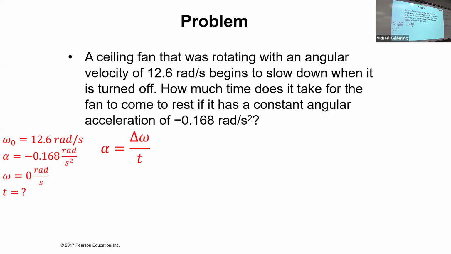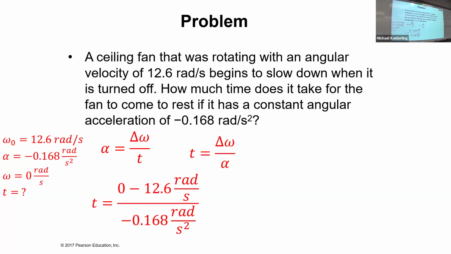So alpha is delta omega over t. So t is going to be delta omega over alpha. So t will be 0 minus 12.6 radians per second divided by 0.168 radians per second squared, which comes out to 75 seconds.